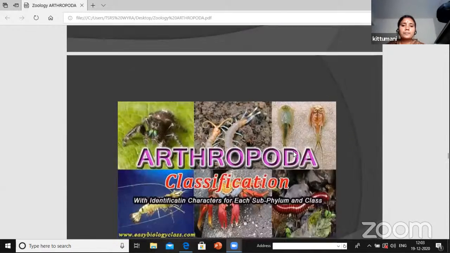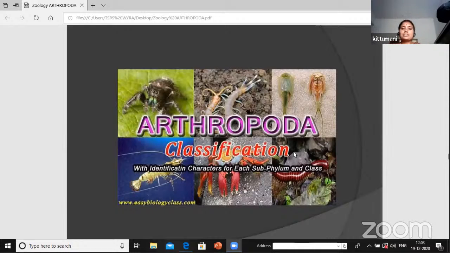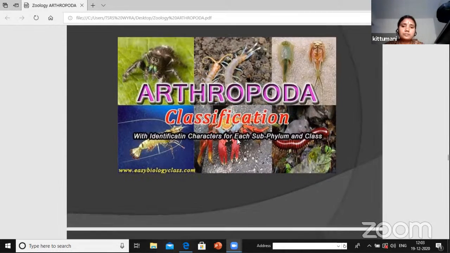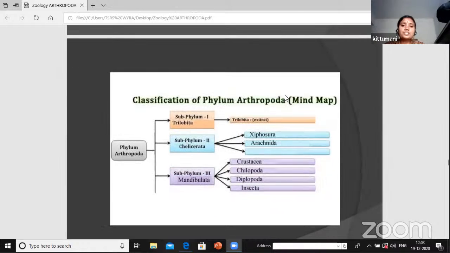Next, Arthropoda classification. What is it, students? Classification, the division. Here is the classification of the phylum Arthropoda. Generally, the phylum Arthropoda is divided into three subphyla. How many subphyla? Three. What are they? Trilobita, next Chelicerata, next Mandibulata. They are the three subphyla belonging to the phylum Arthropoda.